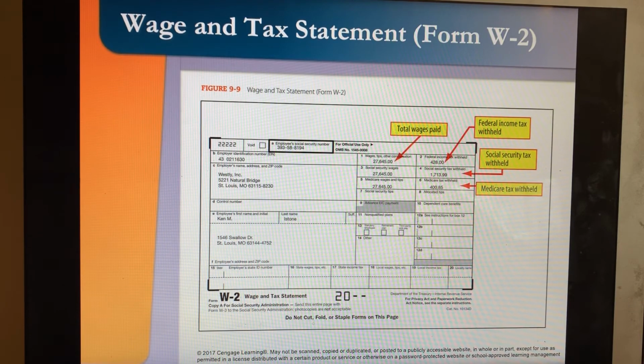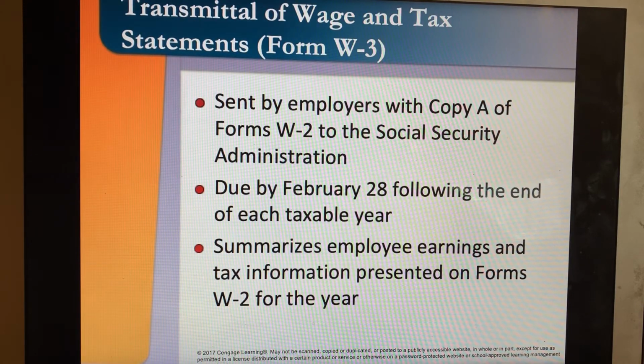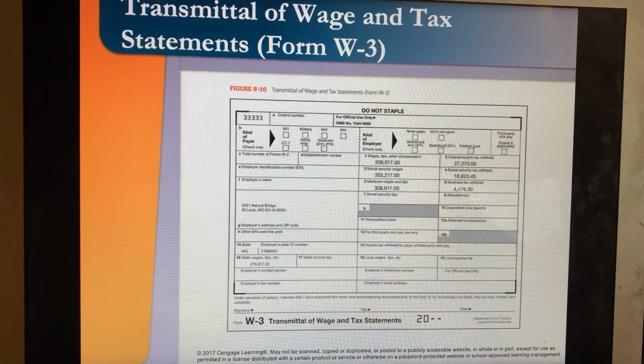So transmittal of wage and tax statements, Form W-3, sent by employer with copy A of Form W-2 to the Social Security Administration, due by February 20th following the end of each taxable year, summarizes employee earnings and tax information presented on Forms W-2 for the year. So here's what this looks like. Here's a W-3 form.